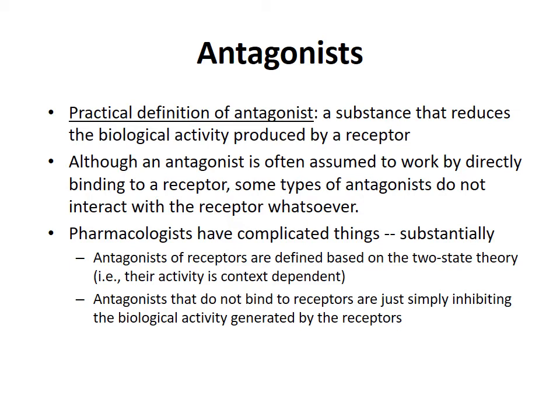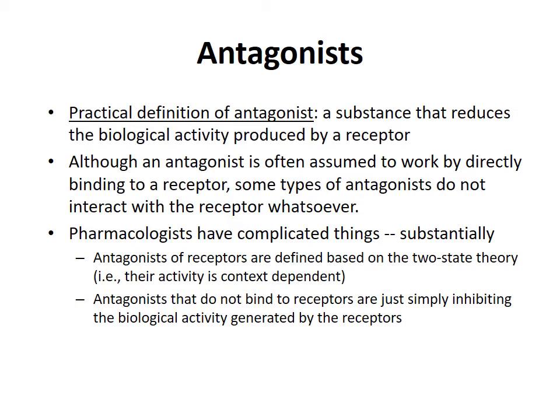Now, like I said, pharmacologists have complicated things substantially. Okay, now antagonists of receptors are defined based on the two-state theory. Okay, their activity is context dependent, and I'll show you what I mean by that in a little bit. So if this two-state theory is accurate, which they believe it is, they had to figure out where these antagonists fit into that. We're going to talk about that in just a few minutes.